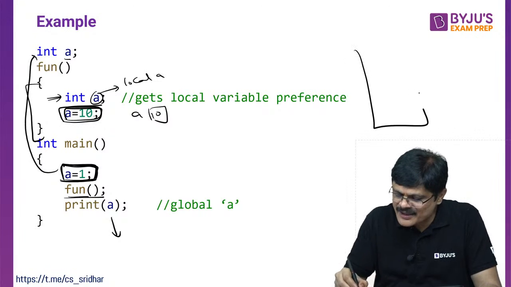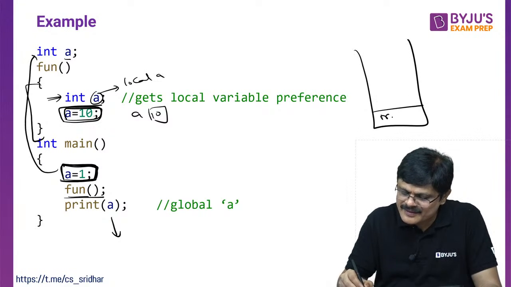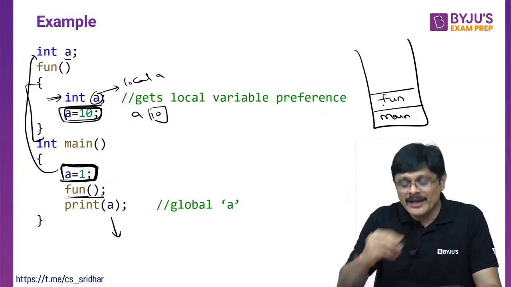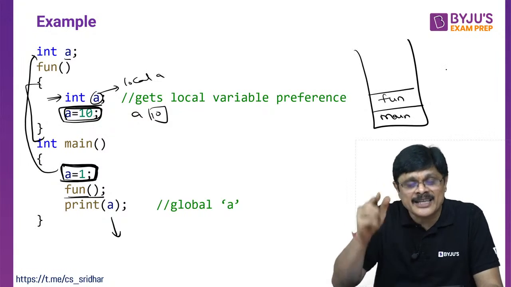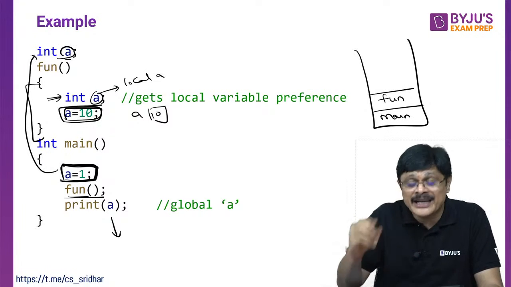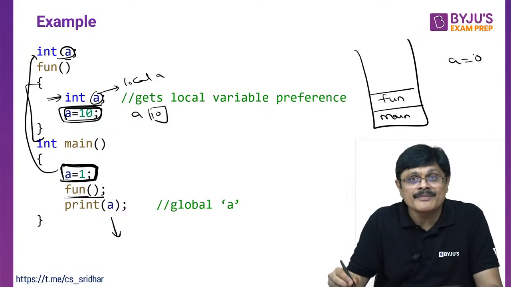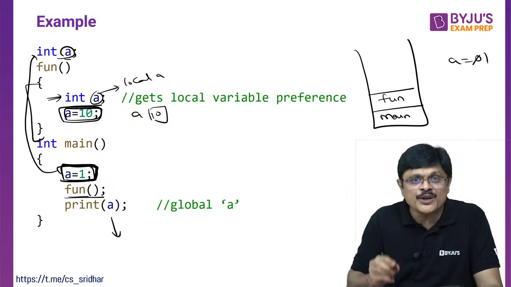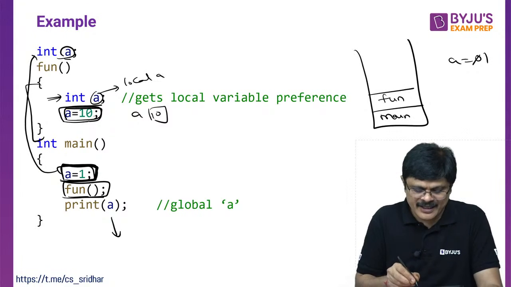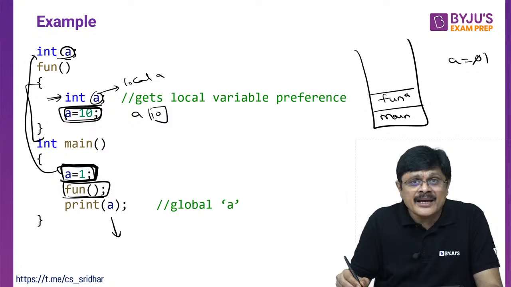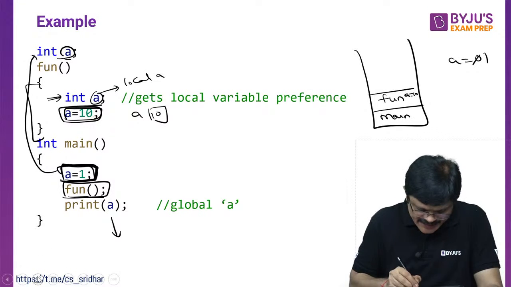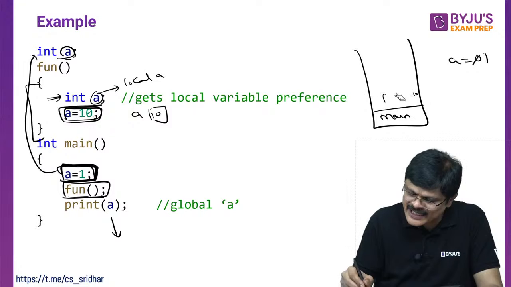See, it's like this. You have the main function, and you have this function. And main is using global A, that is stored in the data segment. This A value is stored in the data segment. Initially it is 0, and inside, this A value is updated to 1. Then you call this particular function. In this there is a local A whose value is 10. But once this function is gone, this entire story is gone, my dear friend.